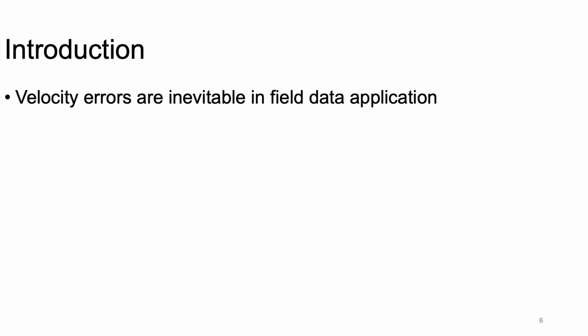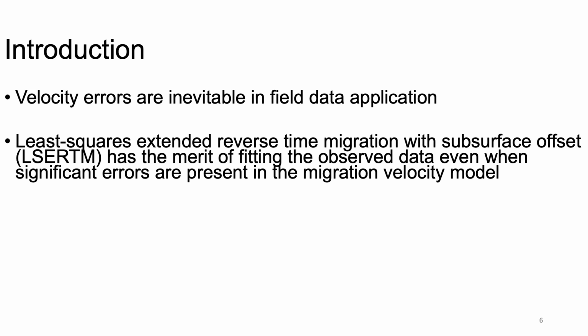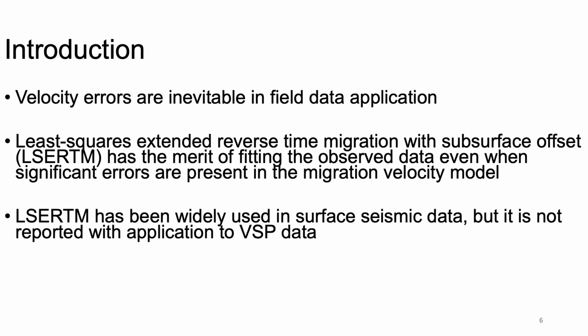However, in field data application, velocity errors are inevitable in velocity model building because of the coherent noises in the seismic data, the simplifications we have made in physics during the processing workflow, and the ill-posedness of the inverse theory. Due to this fact, it is a good choice to utilize LSERTM because of its merit of fitting the observed data, even when significant errors are present in the migration velocity model.